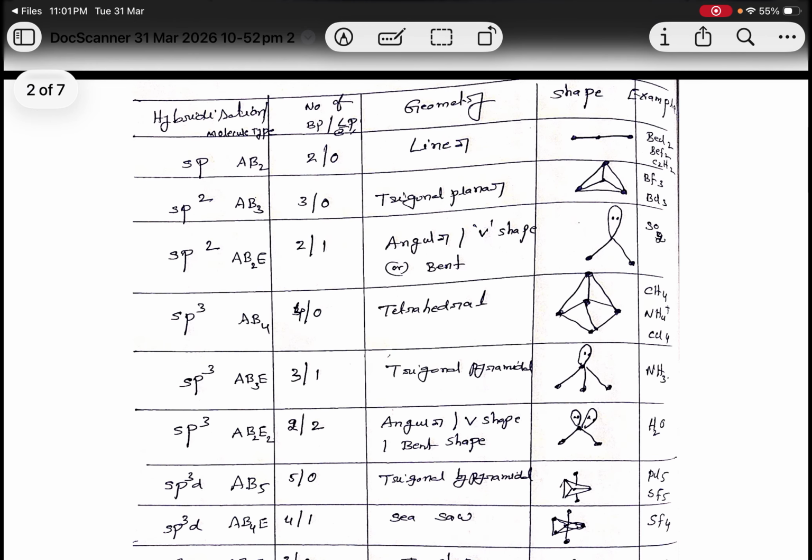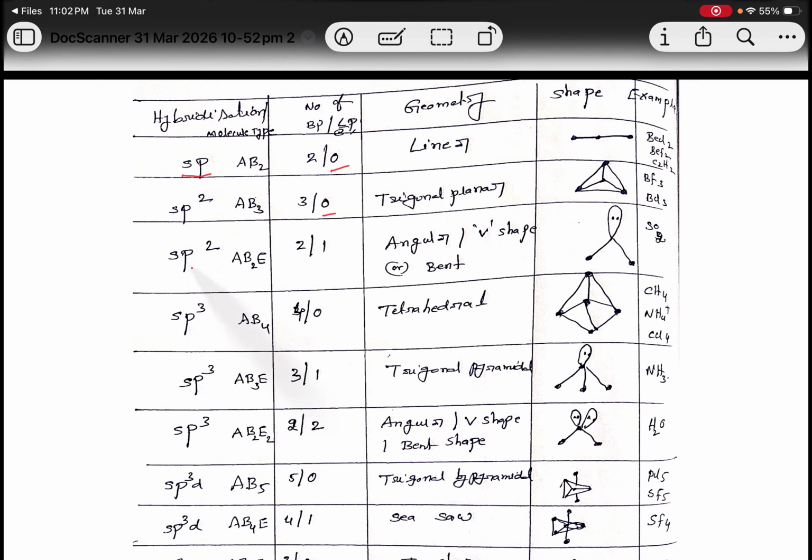By learning this table, you can easily know the number of lone pairs, bond pairs, hybridization, and the shape of the molecule can be easily determined. If the molecule undergoes sp hybridization with no lone pair of electrons, the geometry of the molecule is linear. If the molecule undergoes sp2 hybridization with zero lone pairs, the shape of the molecule is trigonal planar.